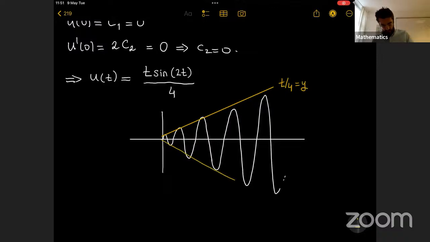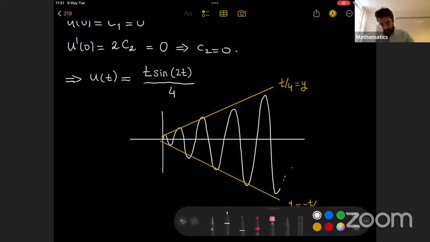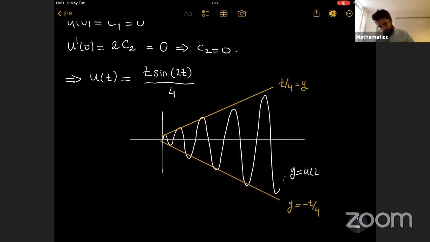And this is like minus t over 4, okay? So it oscillates between t over 4 and minus t over 4, and this is your u of t. And this is the case of resonance. You see as t goes to infinity, the amplitude gets larger and larger.